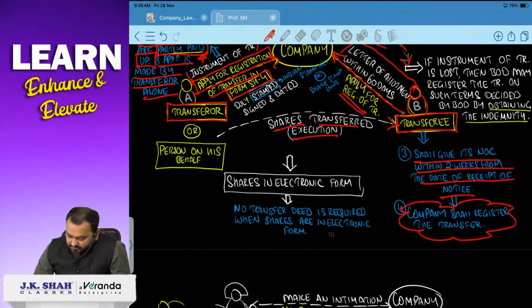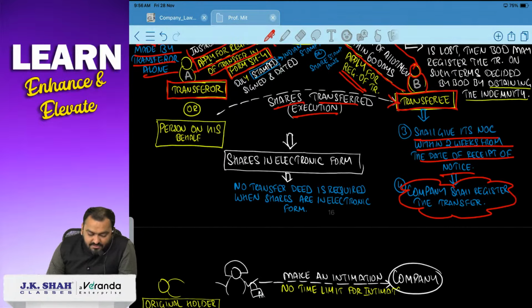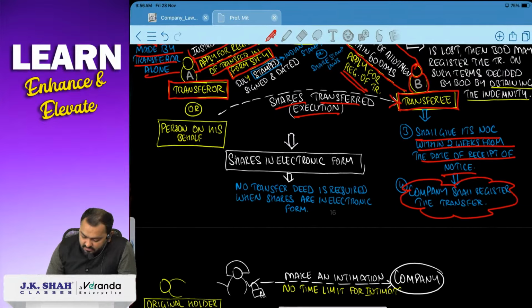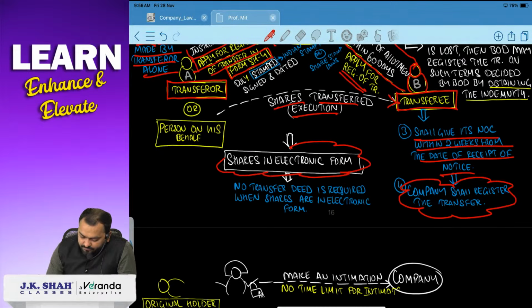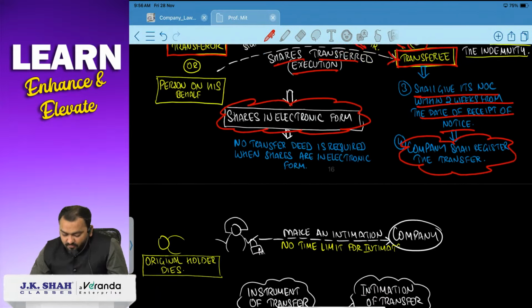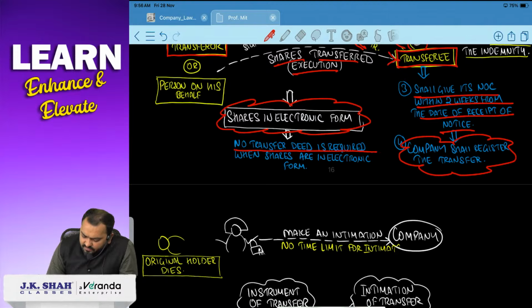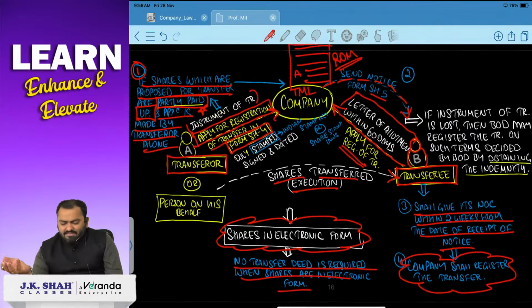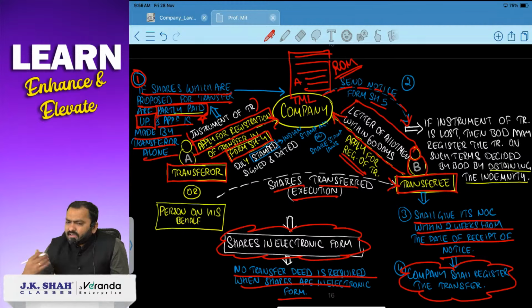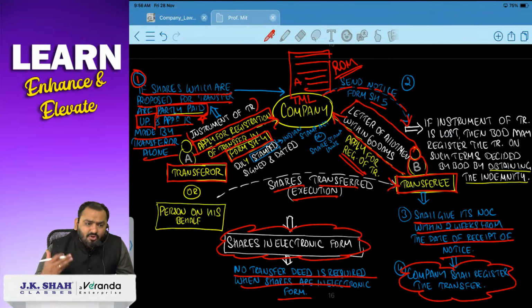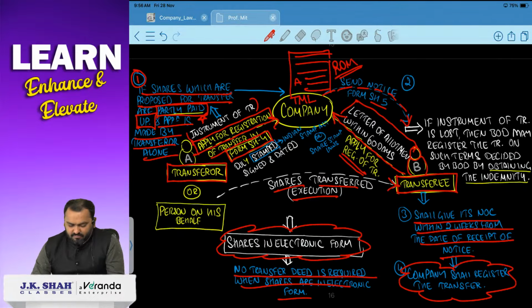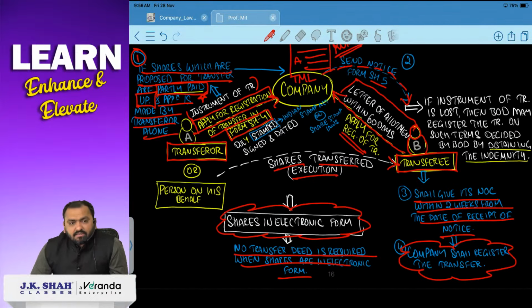And if the shares are in electronic form, then no transfer deed is required. That is done with the help of the depository. In that case, all this process is not required because when the shares are in electronic form, our name is not there in the register of members anyway. Understood everybody? Sure? Yes. It's all done.